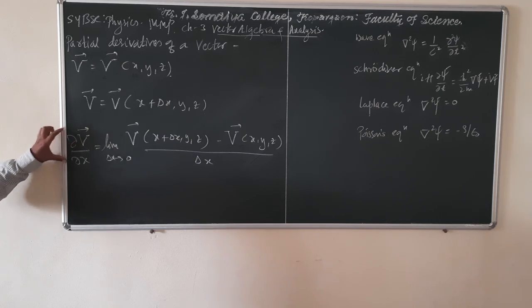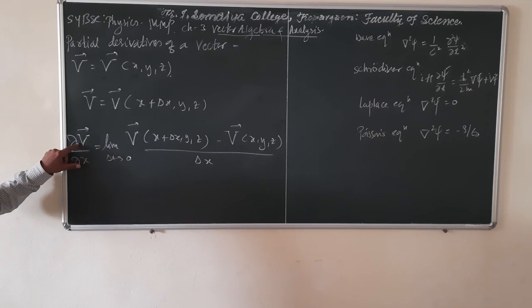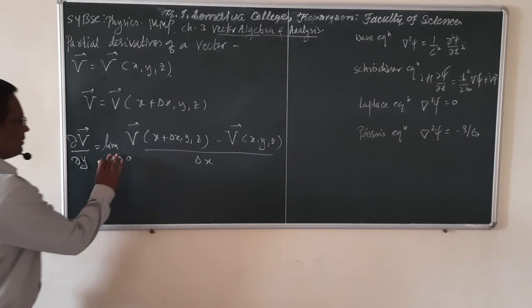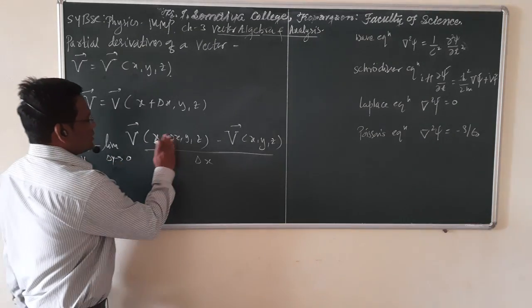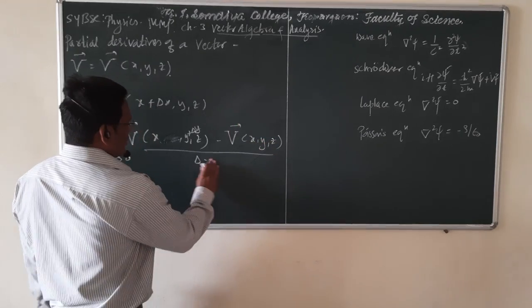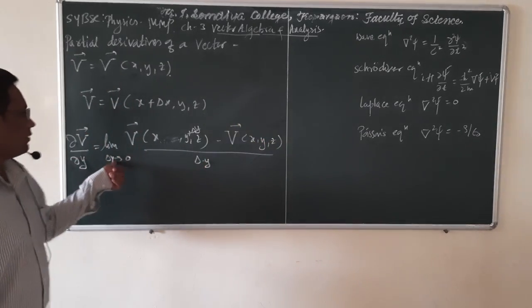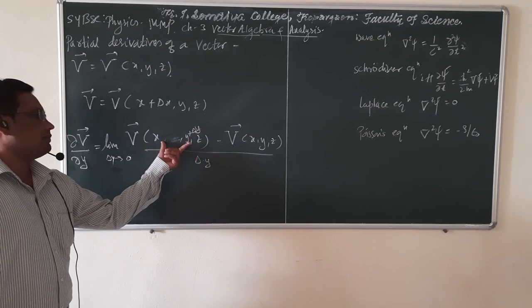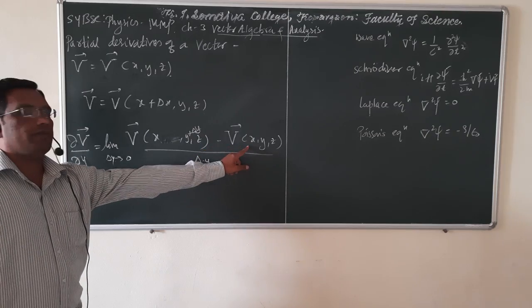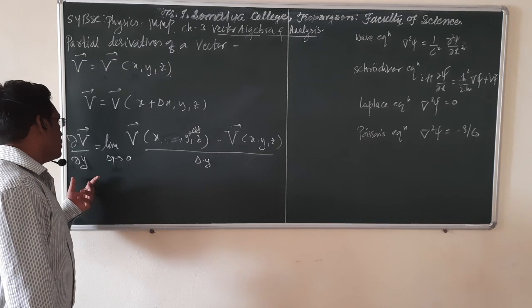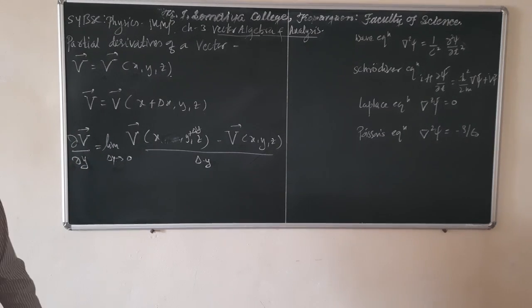Now if you take the partial derivative of v with respect to y, our definition will be modified as the limit as delta y tends to 0, and instead of x plus delta x we have y plus delta y. So the limit as delta y tends to 0 of v of x, y plus delta y, z, minus v of x, y, z, divided by delta y. In this way we can find the partial derivative of v with respect to y.